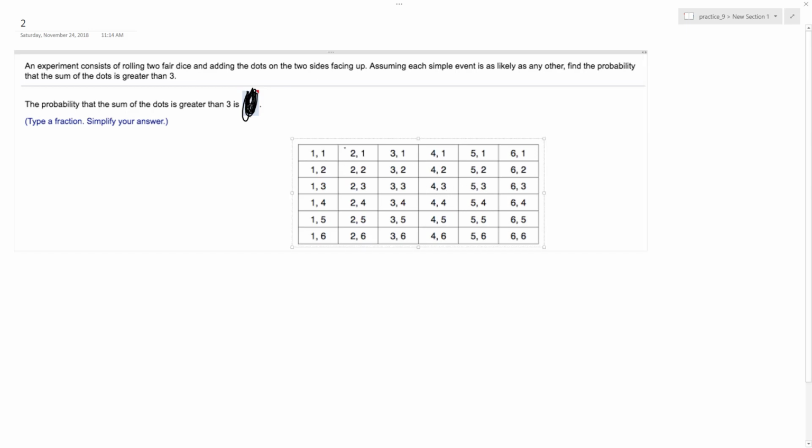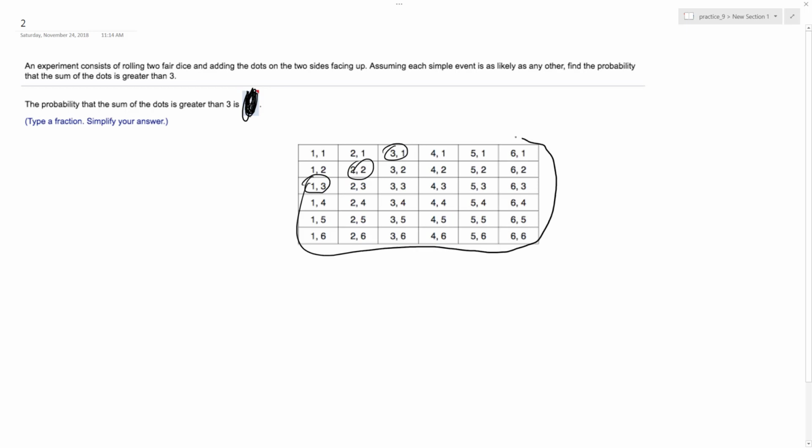So we've got this 6x6 matrix here. The reason why is because these are all the potential dice outcomes you can have. So it has to be greater than 3. So it can be this, well, 1, 3, 2, 2, 3, 1. And then if you notice, everything right and down from those is greater than 3. So it's all of these.